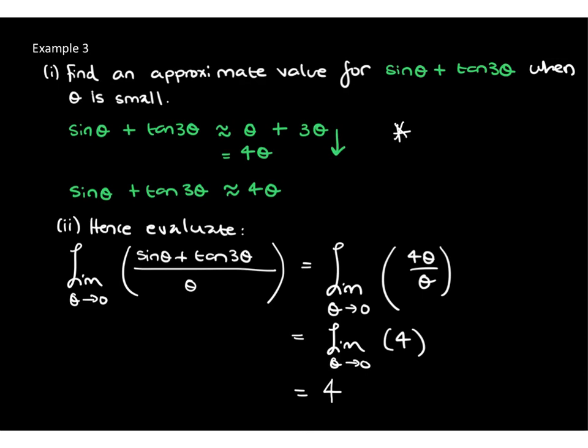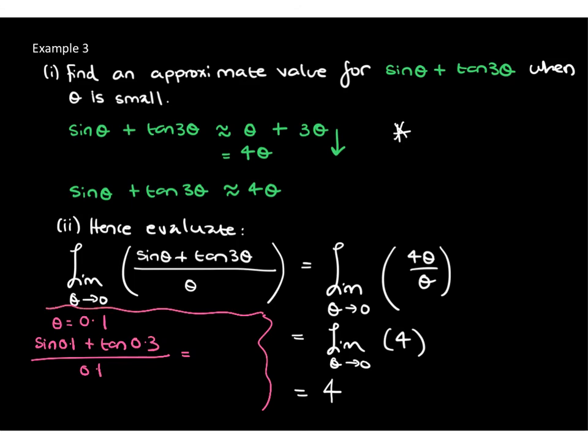Now, it might be interesting as an aside to allow theta to equal a very small value. Let's say theta equals 0.1, and we're going to see what sine of 0.1 plus tan of 3 lots of 0.1, which is 0.3, all over 0.1 is actually equal to. Input it into your calculator, and you will see that it's equal to 4.091... So that is actually approximately 4. So you can see that this result does actually make sense.